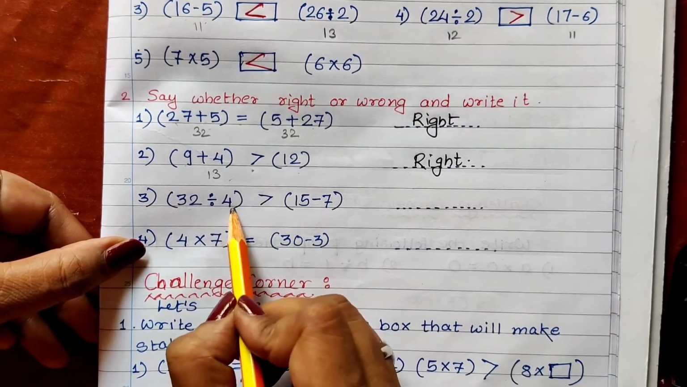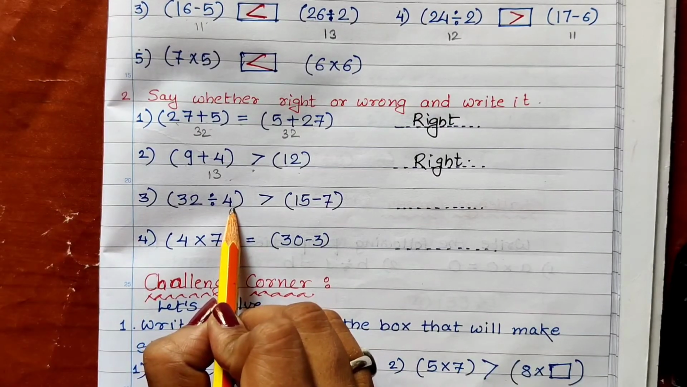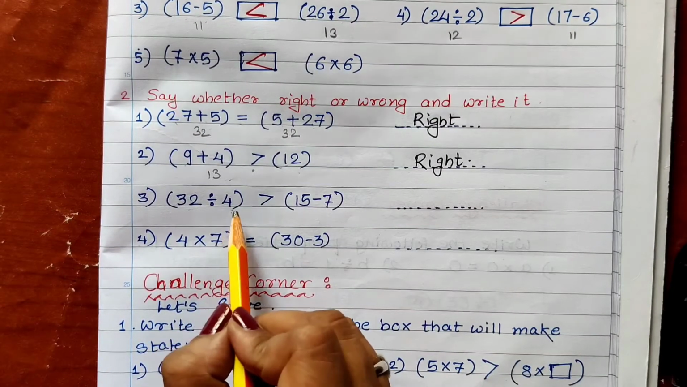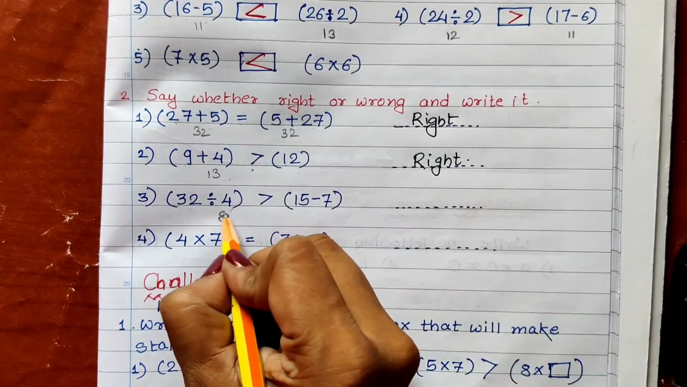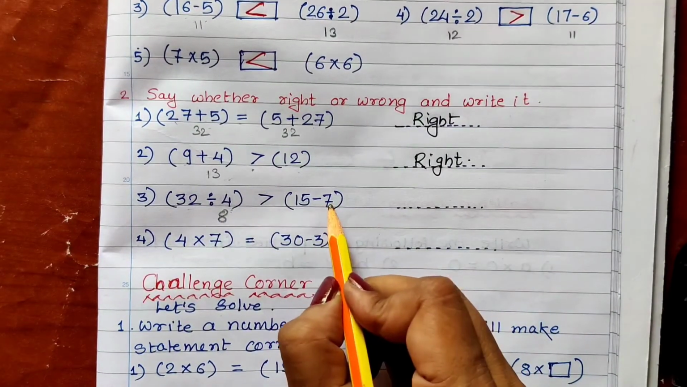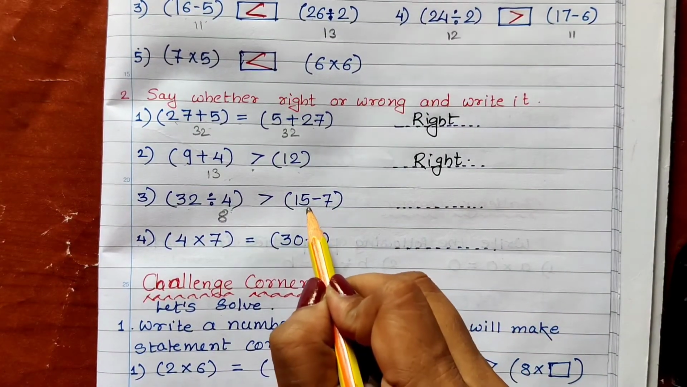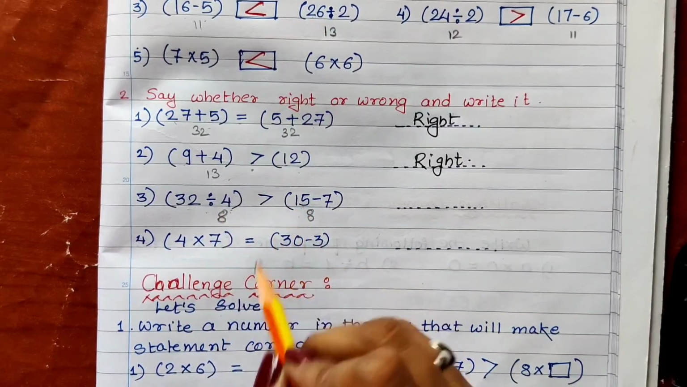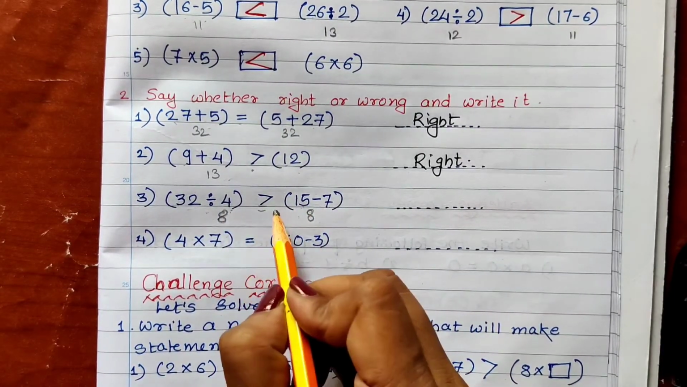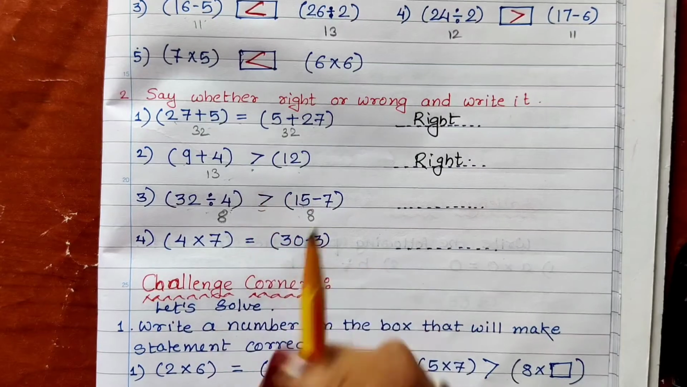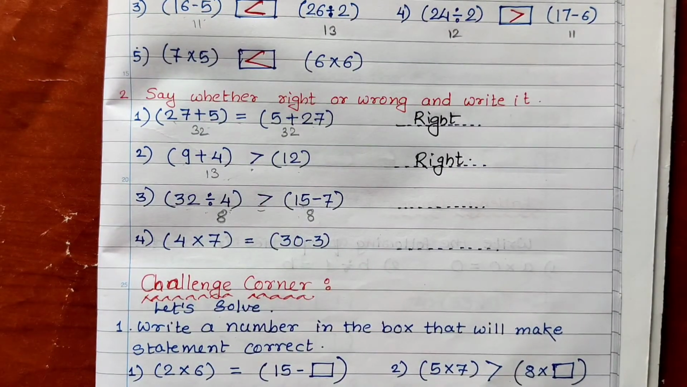Next one, 32 divided by 4. 4 8s are 32, correct? So 8 is the answer here. 15 minus 7. 15 minus 7 is also 8. The answer on both sides is the same. So there should be an equal to sign. But here they have put the greater than sign. So that means it is wrong.